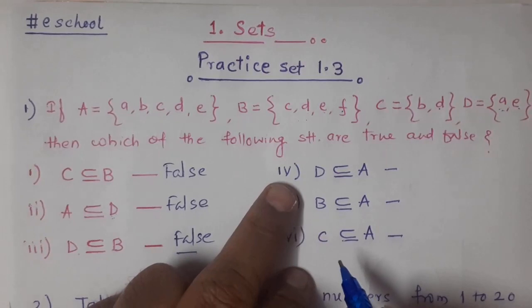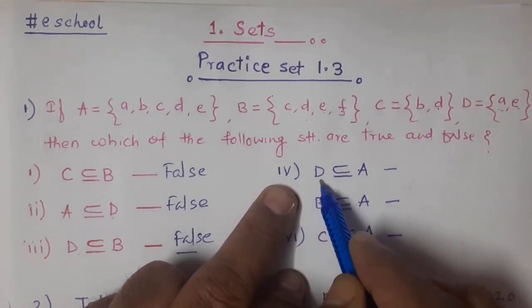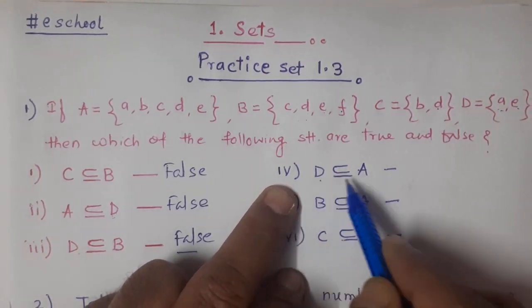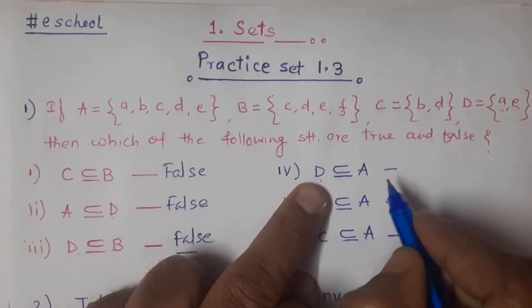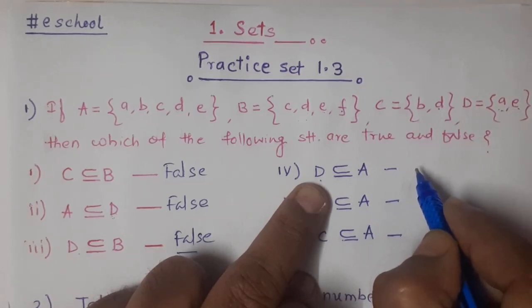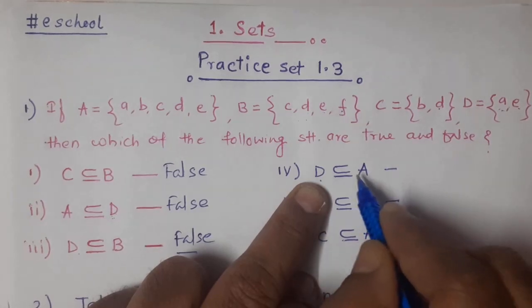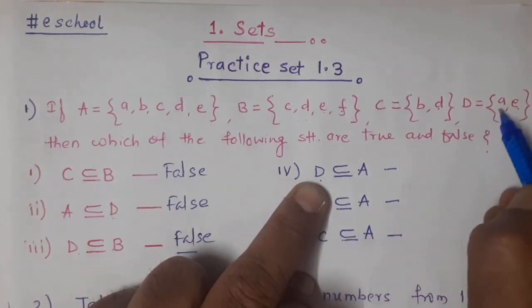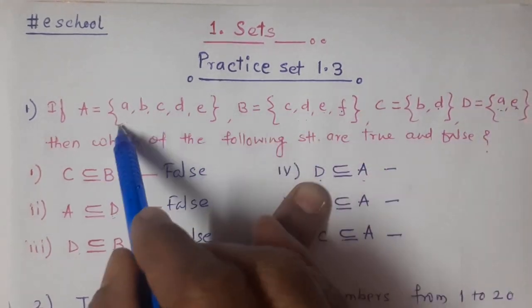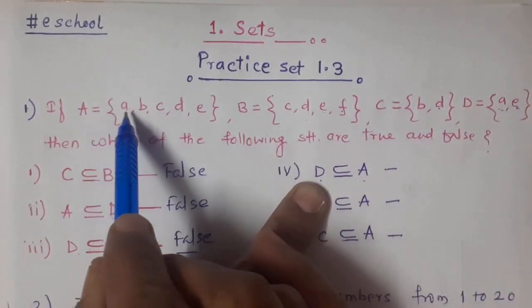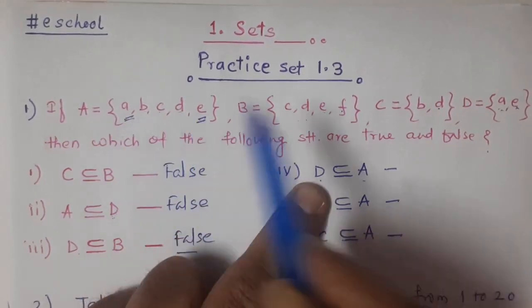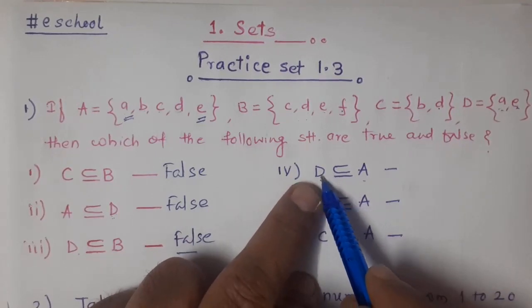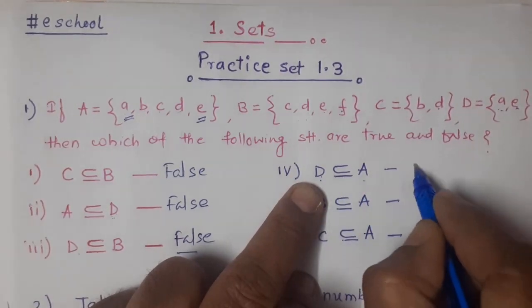Then fourth statement is that D is a subset of A. When we can say that elements A and E of set D are also in set A? That means whatever these elements A and E are, they are also in set A, that is A, B, C, D, E. A is present and E is also present. That's why we can say that D is a subset of A. This is the true statement.